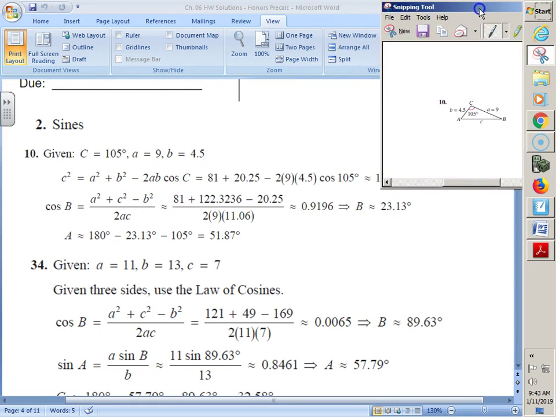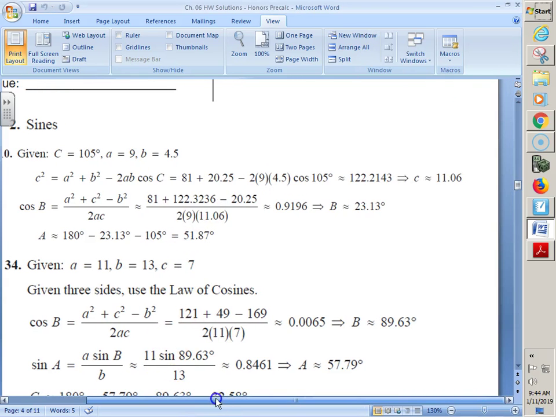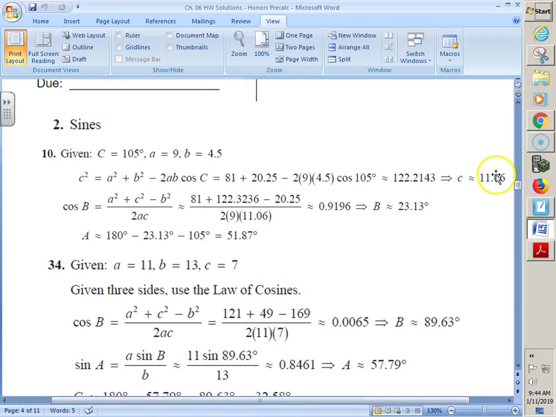So for number 10, you were given an SAS. With SAS, you'd want to solve for that third side first, which is why they went ahead and plugged in C squared. So once you did C squared equals your formula, you just plug in everybody you know. The A goes in, the B goes in, the cosine of C goes in. Don't forget to square root both sides. That definitely could have been a place that something could have gone wrong, is square rooting both sides. But once you square rooted both sides, now you have side, side, side.